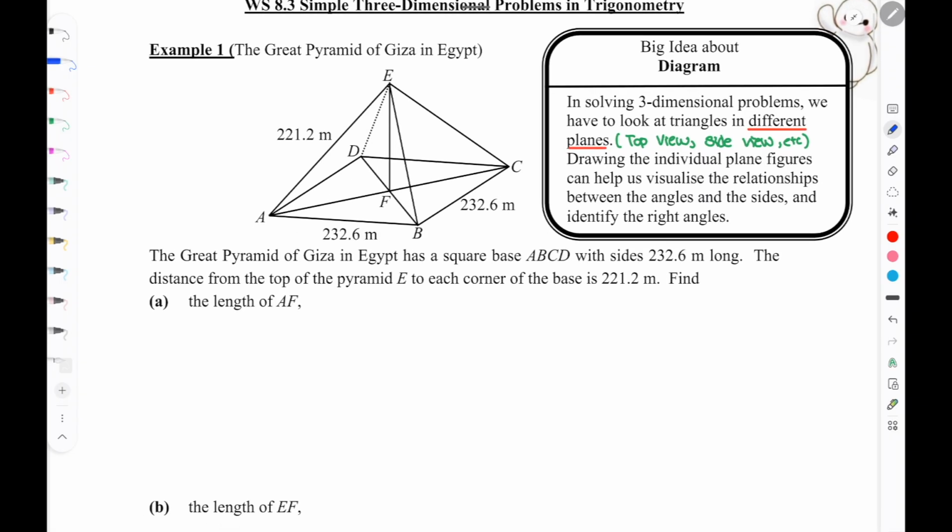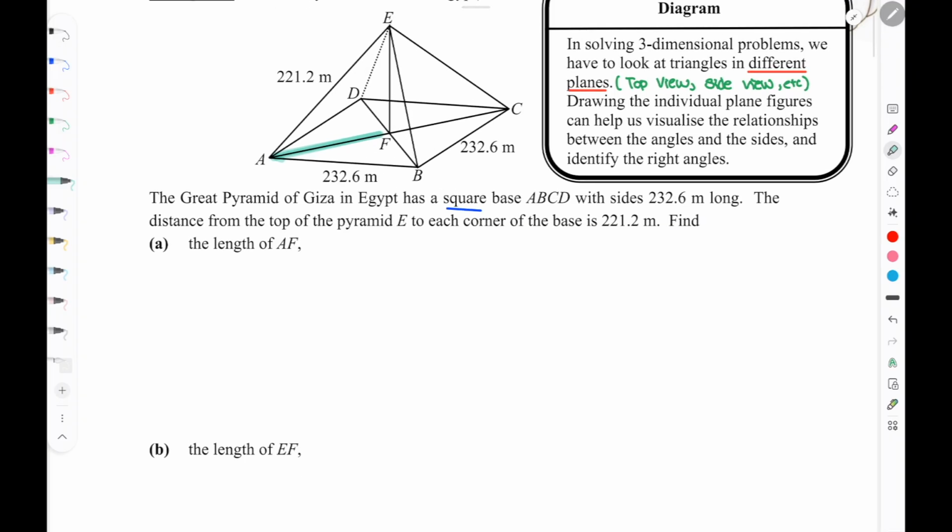A great pyramid has a square base, so all the base sides are the same, with sides of 232.6 meter long. The distance from the top of pyramid E to each of the corner is 22.12 meters. Find the length of AF. For AF, it is this one over here, the one highlighted in green. How do we find AF?